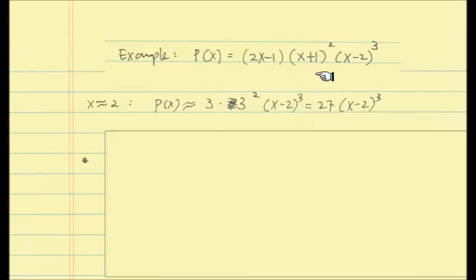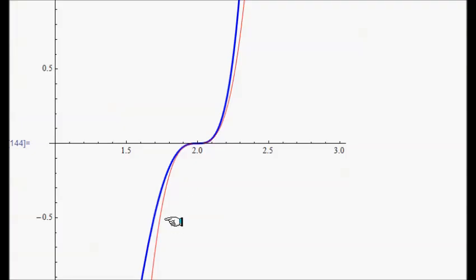Okay, I'm showing this polynomial again, and the last zero is at x equals 2. If you keep that factor there and replace x with 2 in the others, that gives you 3, and 2 there gives you again 3. So it's 27 times (x minus 2) cubed. That's approximately what's happening around x equals 2. So let's go to Mathematica. This is the picture.